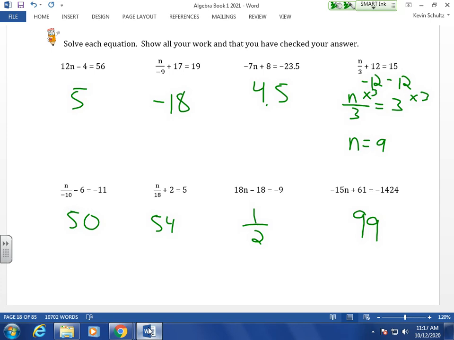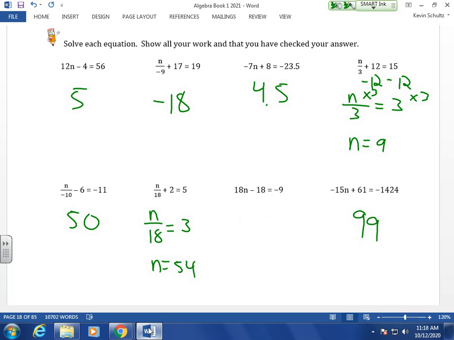The second one I did that with was this one here, another division one. You subtract 2 from both sides, you get n divided by 18 equals 3. If you put 6, you fell for it, okay? It should be 54 because you multiply both sides by 18 to get n by itself, and that's how you get that 54.